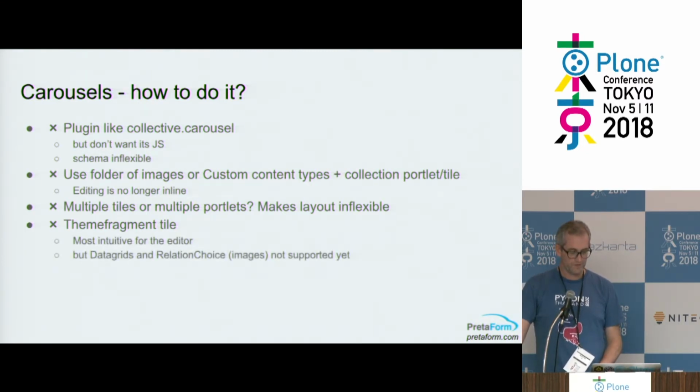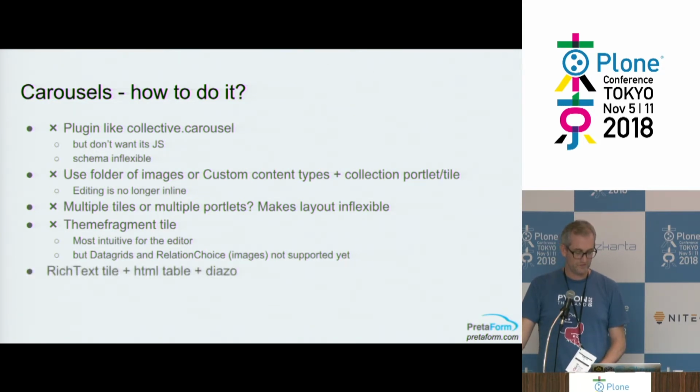Unfortunately, it didn't really work for us in this case because at the moment you can't really use data grids. And if you want a carousel, you're going to have multiple rows. You've got unlimited rows, pretty much. Oh, unlimited panes. And relation choice doesn't work particularly well, which kind of sucks. So both of those things need to be fixed.